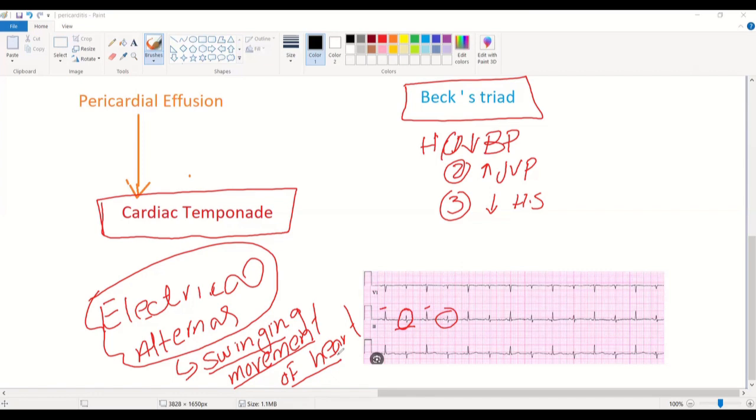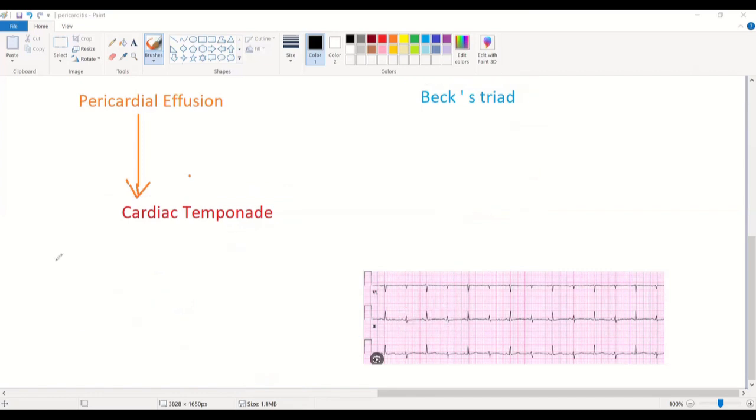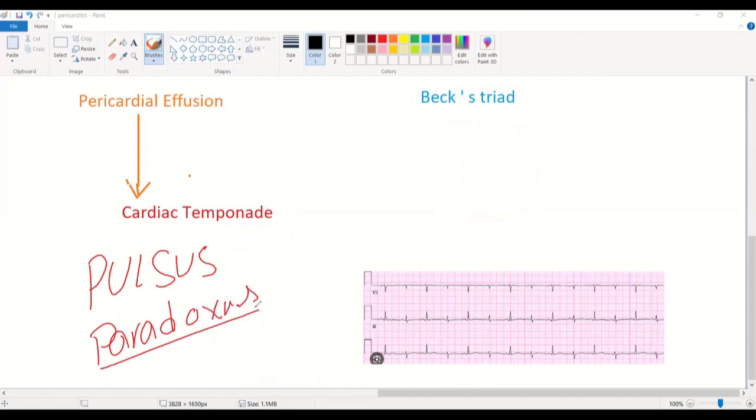Okay, another question. What is pulsus paradoxus? During inspiration, there is more than a 10 millimeter of mercury fall in BP. The systolic blood pressure will decrease by more than 10 during inhalation, right? So what are the causes of pulsus paradoxus?